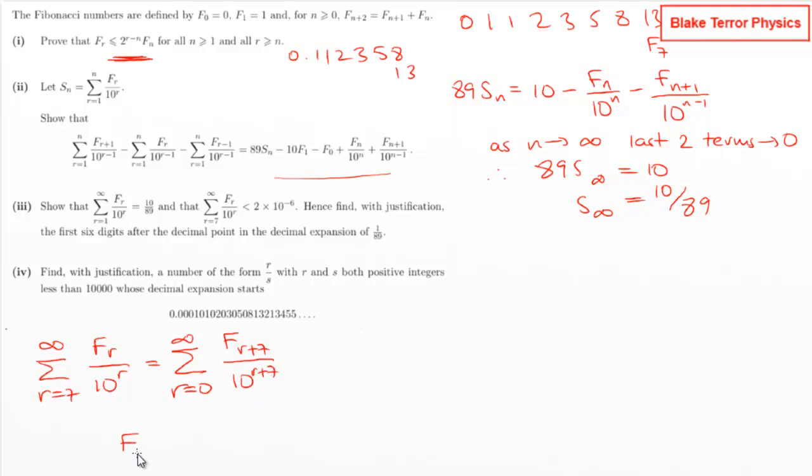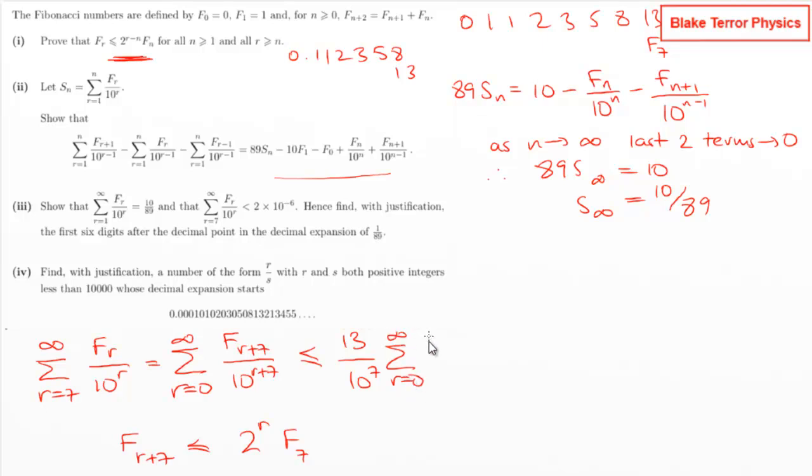And I know that f(r+7) is less than or equal to, I want f7 there because I don't want it to be an r. I want the 2's to be inside the sum, so that would be 2 to the r. So that has got to be less than or equal to f7, which is 13, divided by 10 to the 7, because then I'm just keeping r's inside the sum.